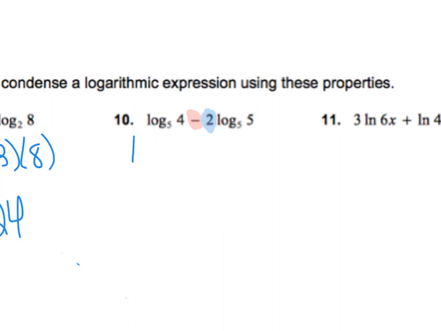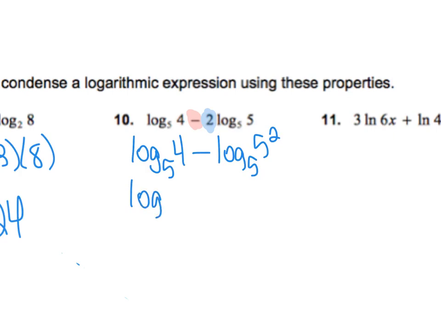So we would have log base 5 of 4 minus, we're just going to take that coefficient of 2 and make it our exponent, log base 5 of 5 squared, which is the same thing as log base 5 of 4 minus log base 5 of 25.